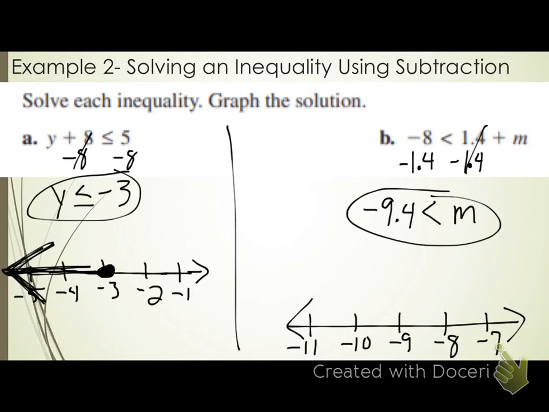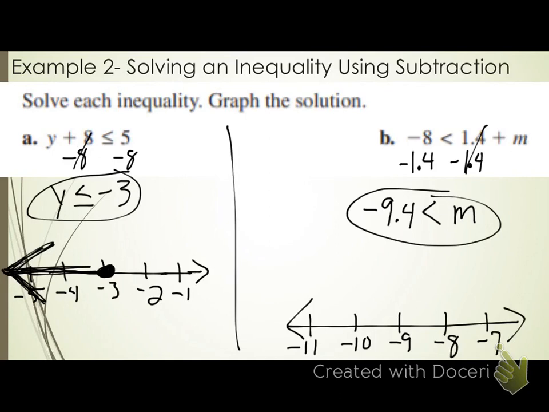Where is negative 9.4 on a number line? In between negative 9 and negative 10. Not quite halfway, but almost halfway. As long as it's close, I'm okay with that. I don't expect you to get your ruler out and start measuring.